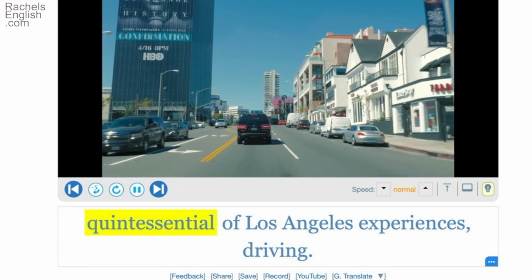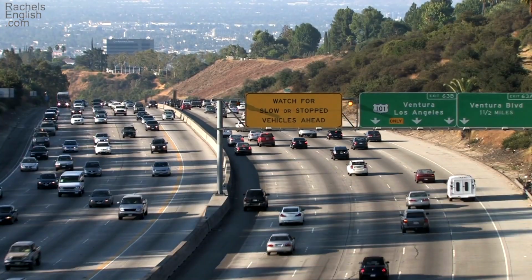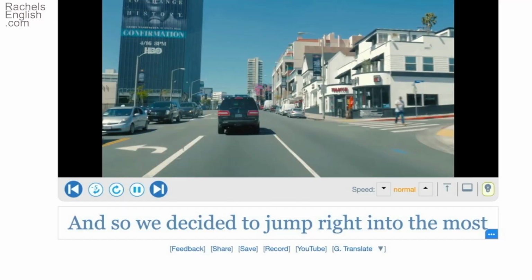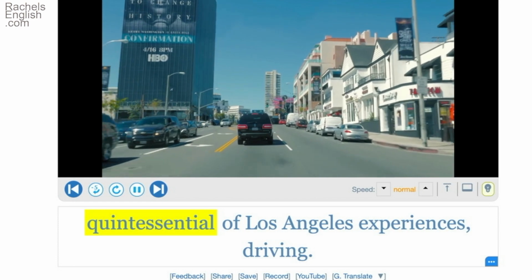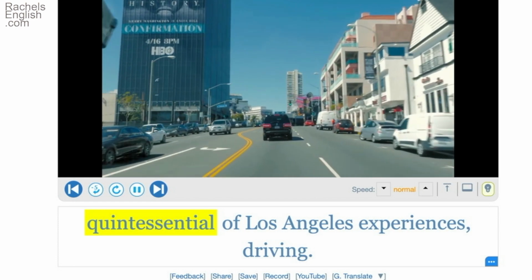Jump right into the most quintessential of Los Angeles experiences, driving. The most quintessential experience. What you think of when you think of Los Angeles. I guess for her, she thinks, when I think about Los Angeles, I think about driving.